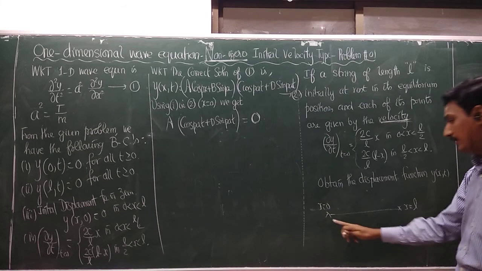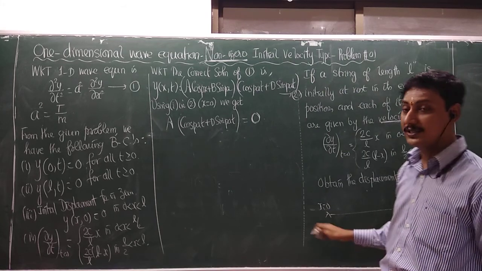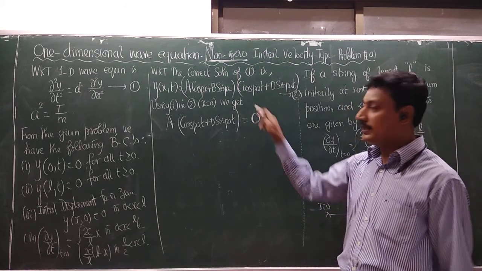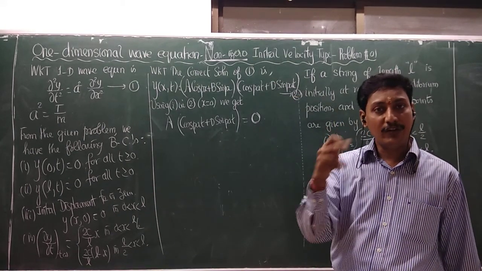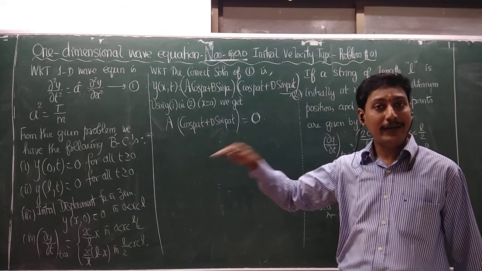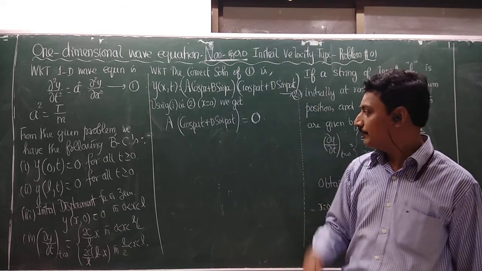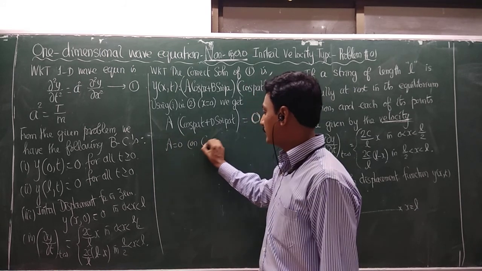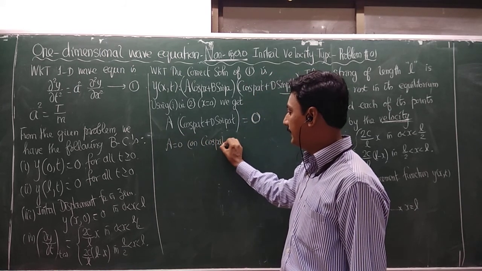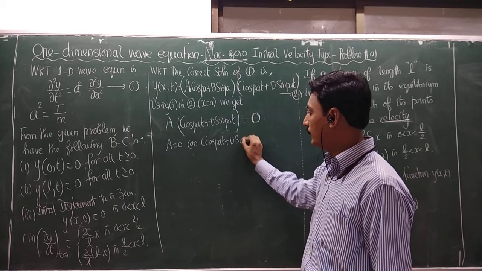The point is fixed here, so there is no displacement at this point because it is fixed. Please kindly go and watch the zero initial velocity problem number 1 video. The same first two boundary conditions have already been discussed. So either a equal to 0 or c cos pat plus d sin pat is equal to 0.